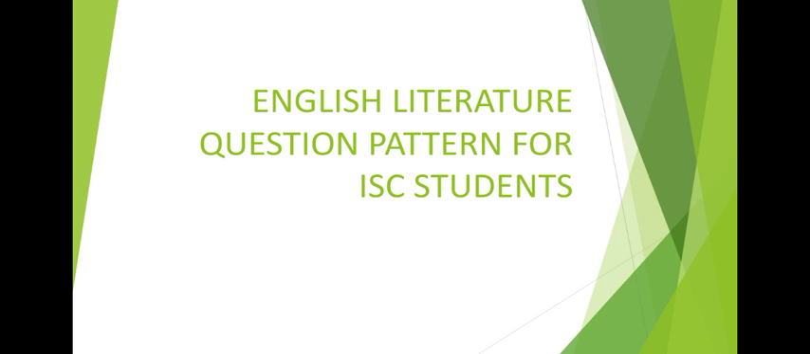Section A is as it is. There is no change in the pattern. 3 passages will be given from The Tempest. You have to choose 2 passages. Each passage carries 10 marks. Questions from Section A are short questions. Each question either carries 1 mark or 2 marks.